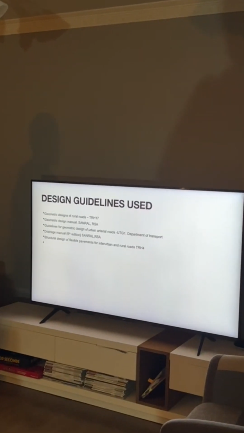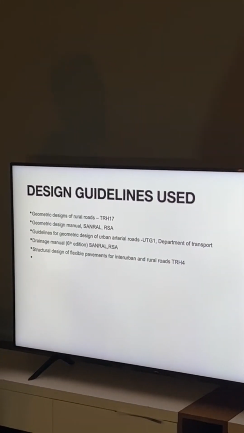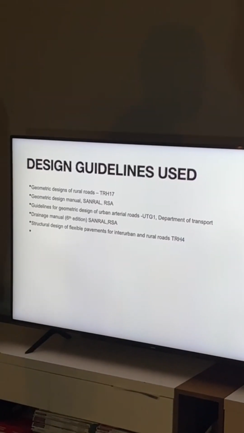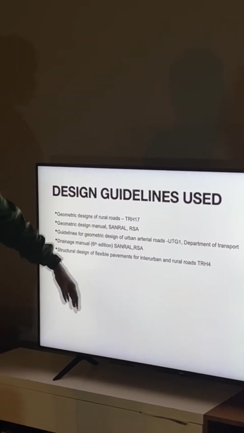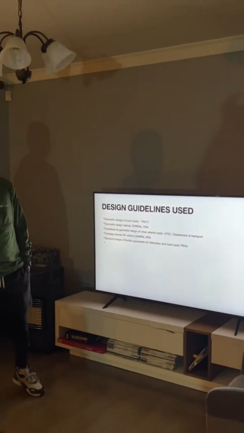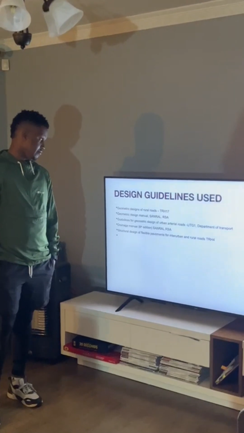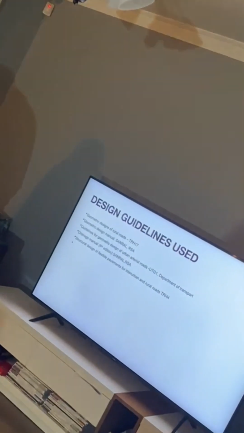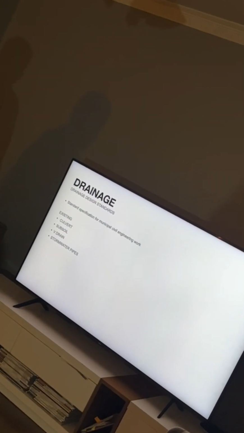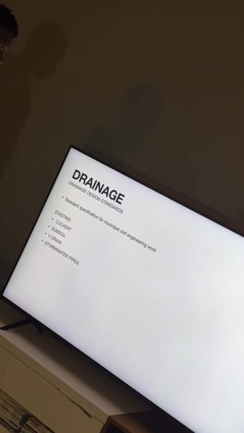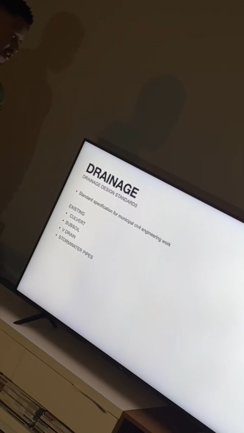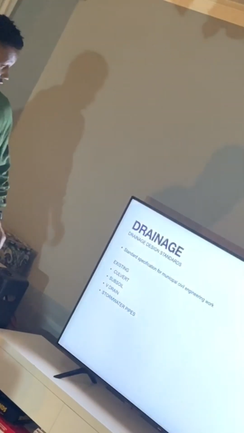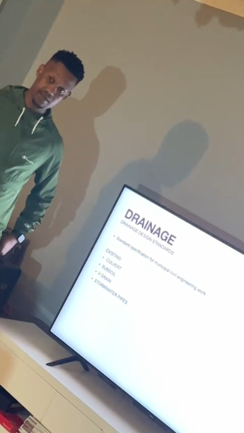The following design guidelines were used: TRH 17, TRH 4, UTG 1, the drainage manual from SANRAL, and the geometric design manual also from SANRAL. All these were available online. Some were also available from my study material. These are the generally used guidelines in South Africa for the design of roads. For the drainage design standards, I've used the standard specification for municipal civil engineering works from the City of Tshwane Metropolitan Municipality.